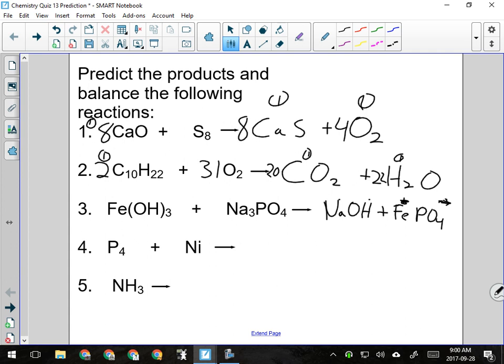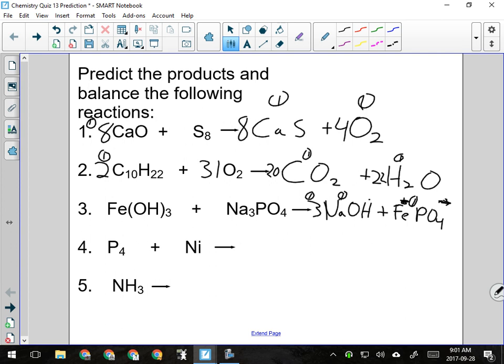Now we have to balance the whole thing, so we're going to put a 3 here to balance the sodiums, which will make my hydroxides work. And now everything else is balanced. So 1 mark for sodium hydroxide, 1 mark for iron 3 phosphate, and 1 mark for the balancing number.